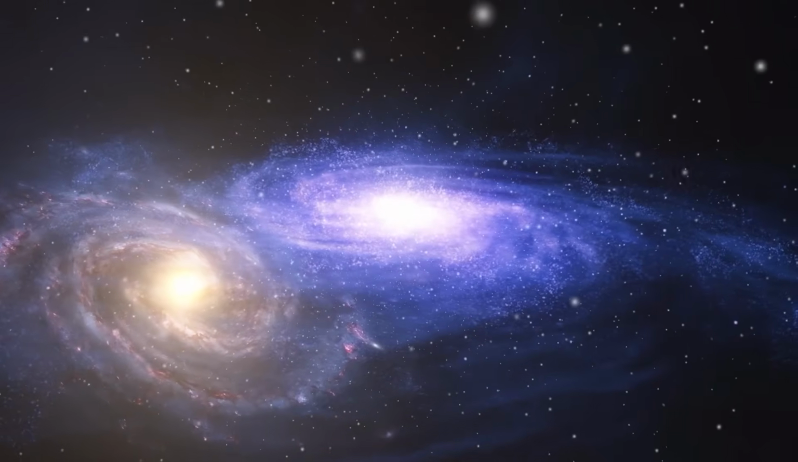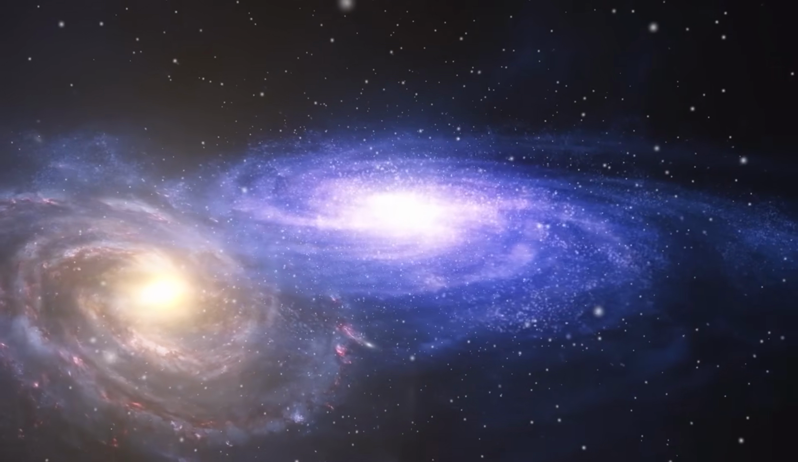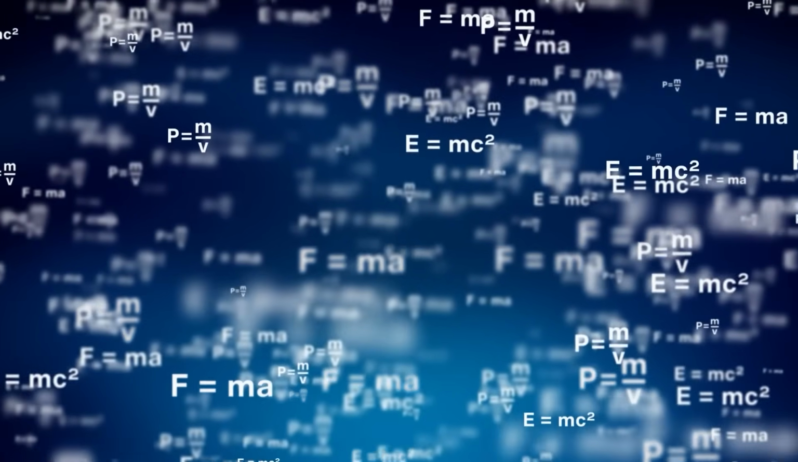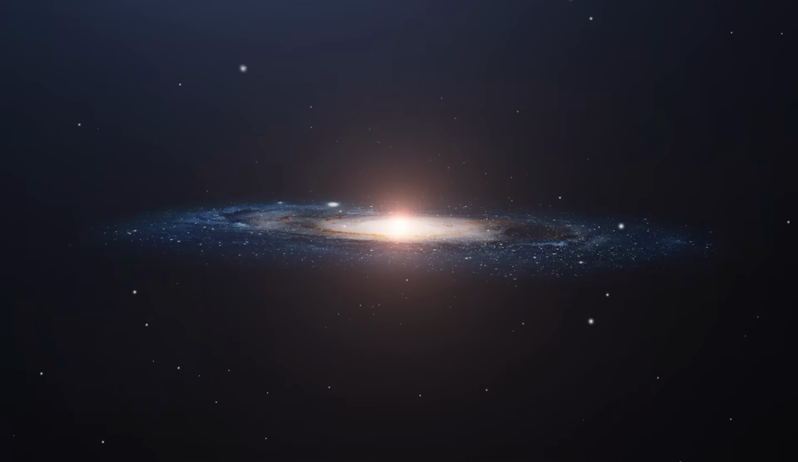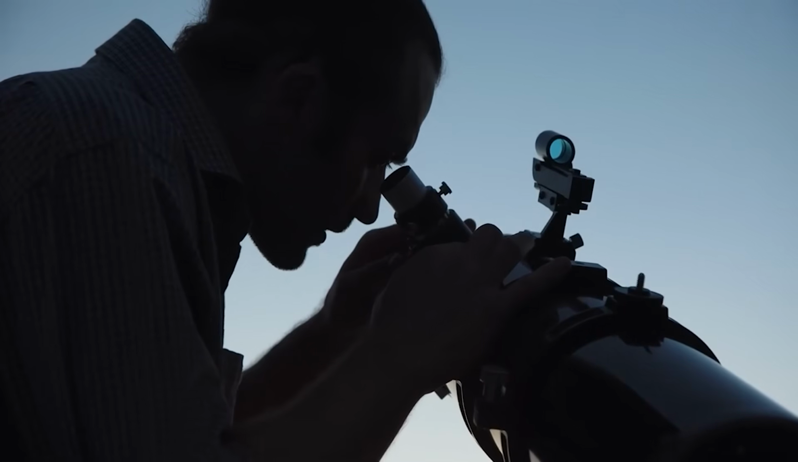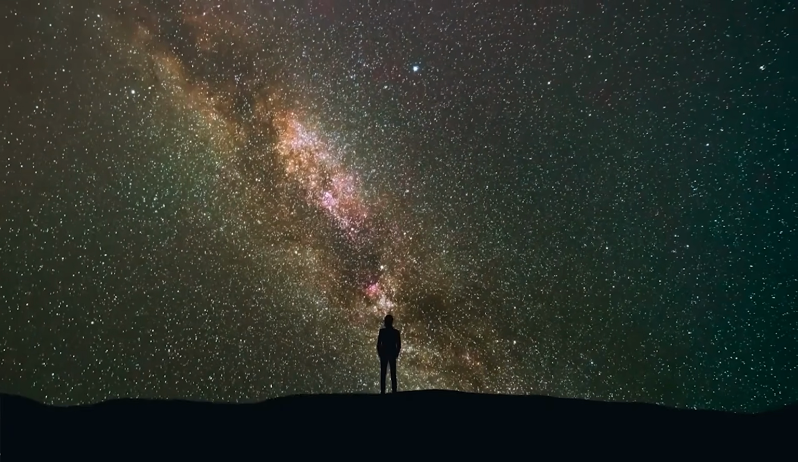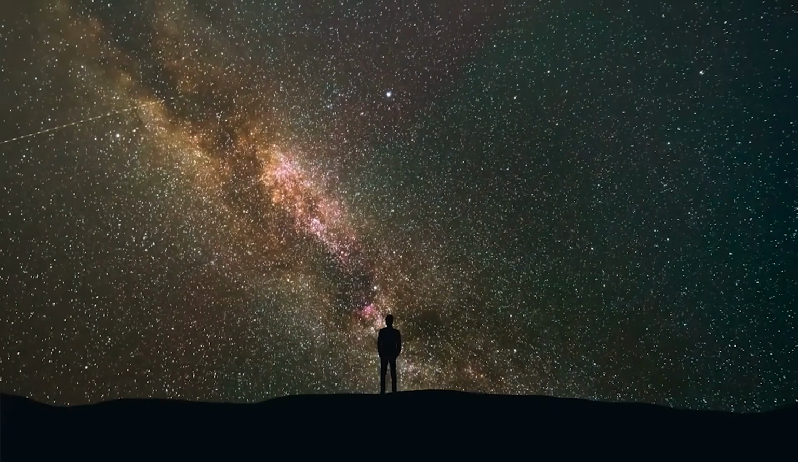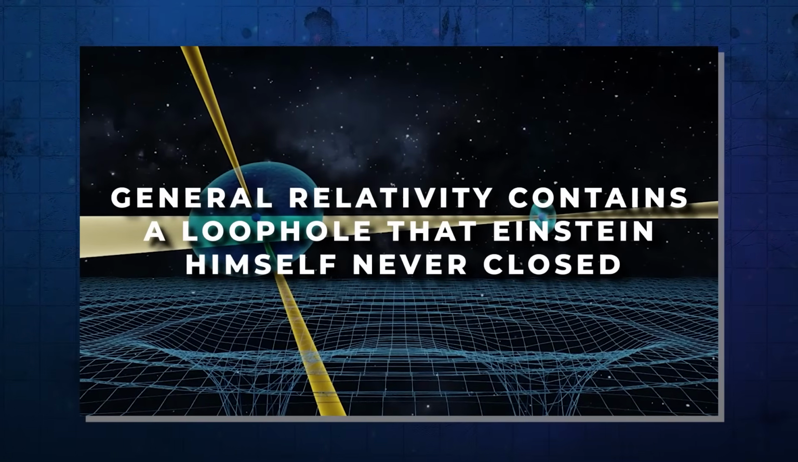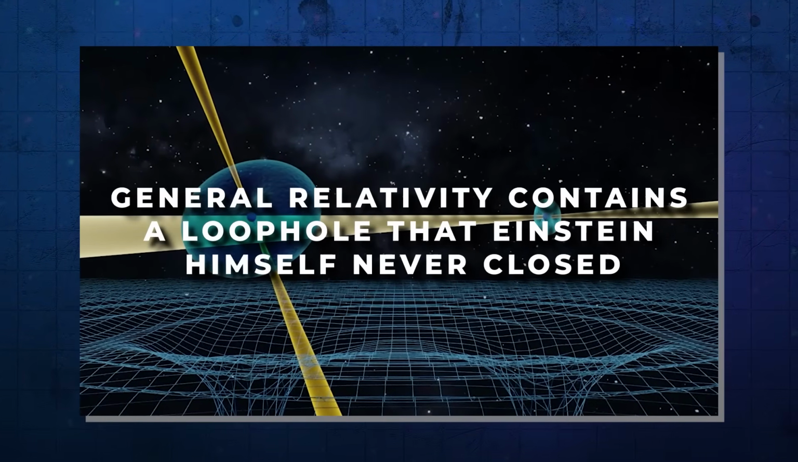They are not a problem of engineering or resources. They are a problem of physics, and for a century, the physics said no. The wall is real. The wall is confirmed. And then someone started looking very carefully at the wall and noticed it was not entirely solid. General relativity contains a loophole that Einstein himself never closed.